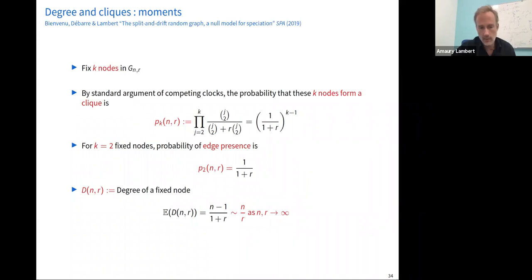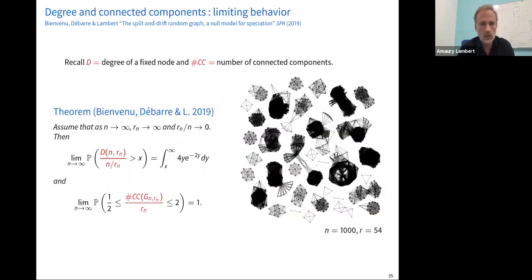And so you can get a first sense of how the degree of a fixed node depends on the parameters. The expectation of D is n minus 1, the number of other nodes, multiplied by p2, which is 1/(1+R). And so this behaves as n over R as n and R go to infinity. So what we did next was to check whether D(n,R) rescaled by this parameter converged. And here's what we got.